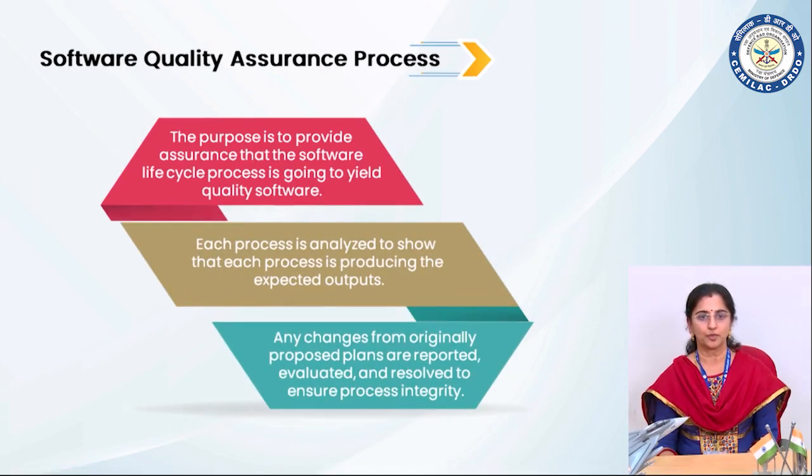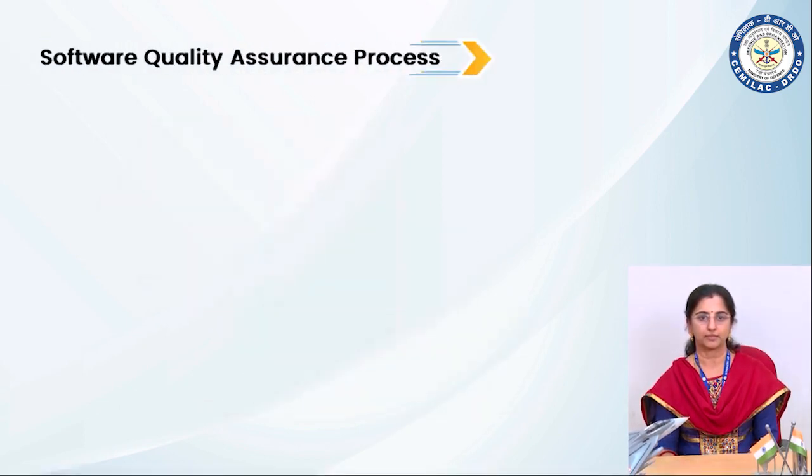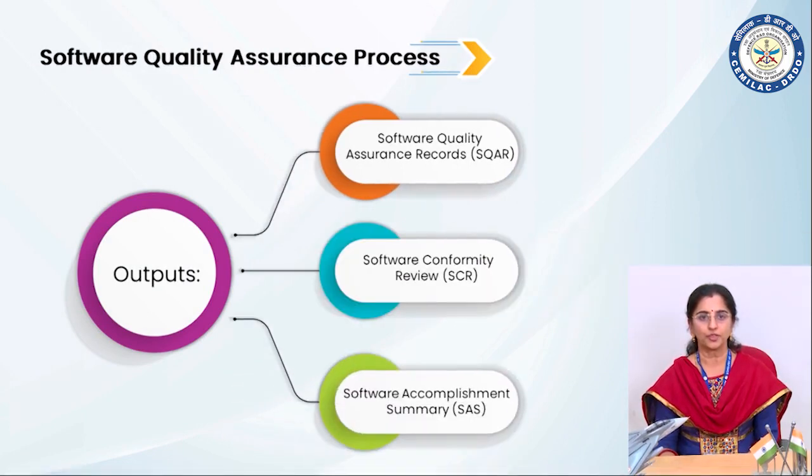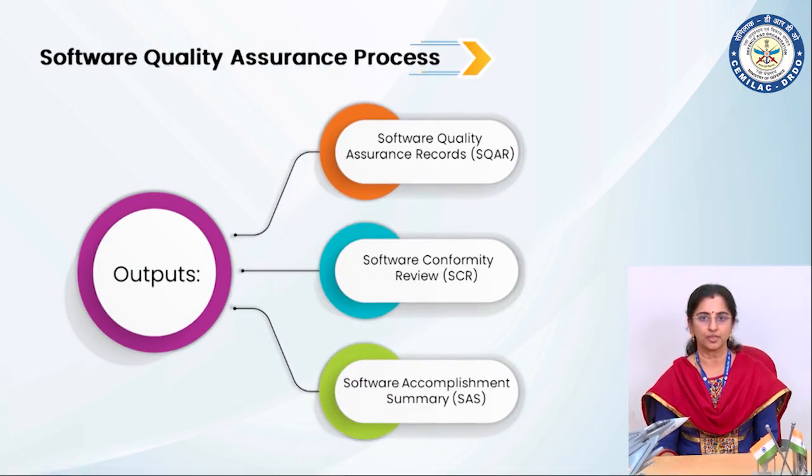The purpose of the software quality assurance process is to provide assurance that the software lifecycle process is going to yield quality software. Each process is analyzed to show that each process is producing the expected outputs. Any changes from originally proposed plans are reported, evaluated, and resolved to ensure process integrity. The outputs of the software quality assurance process include software quality assurance records, software conformity review, and the software accomplishment summary.